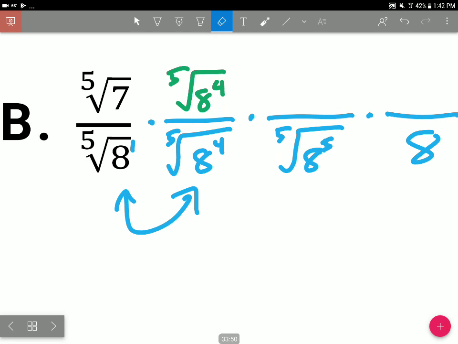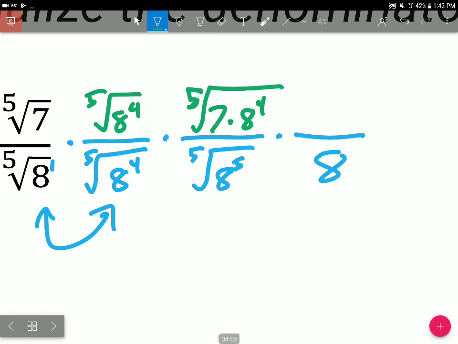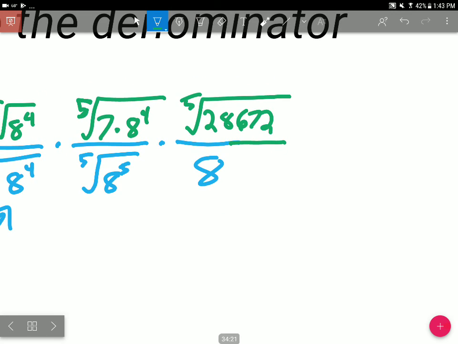So here we go. Let's keep rolling. Remember, I can combine these two. So that's the 5th root of 7 times 8 to the 4th. So okay, you see where we're going with this? Now, take your calculator and multiply that out, and you are going to get a huge number, like 28,000 something. What do you get? Okay, 28,672. And this is where we start reducing that sucker.